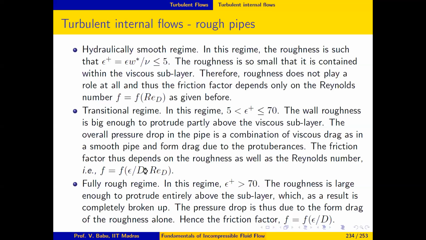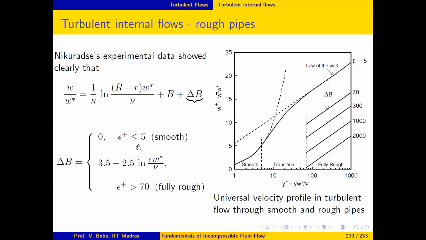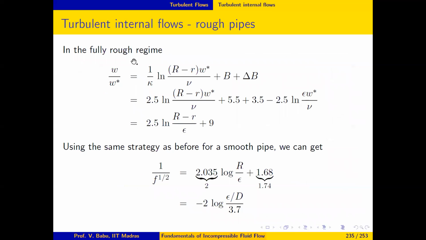Now, in the fully rough regime, as we had already shown, we know delta V, and we also know this velocity profile. So we can combine these two and write the velocity profile in the fully rough regime like this. So this is the log law expression for smooth pipe plus a delta V. And in a fully rough regime, the delta V is given by this value. So we can combine these two and write W over W star equal to this. Notice that the W star on the right hand side is absent now after combining these two.